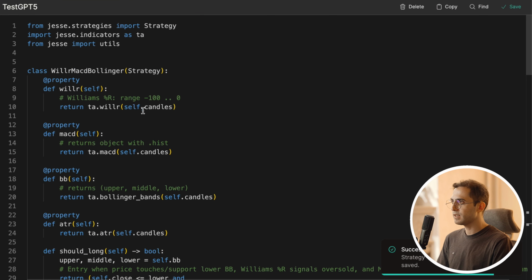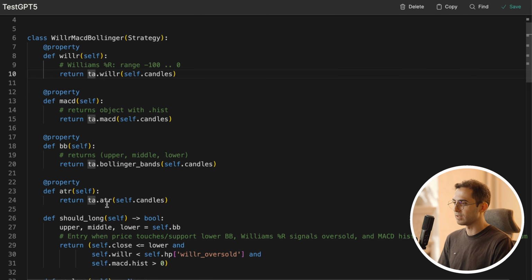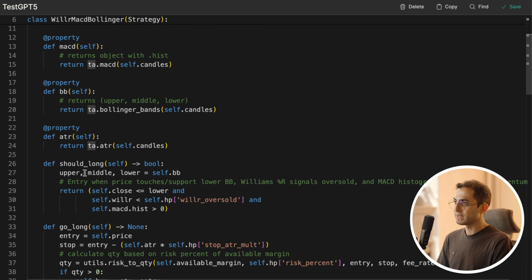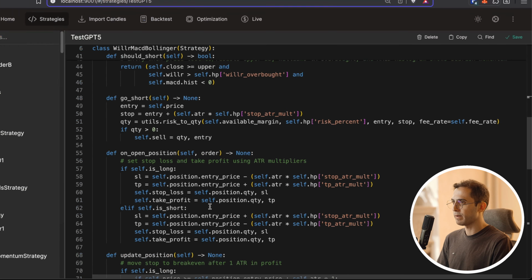Okay, so let's paste it. It defined the Williams R with this syntax, which is correct. The MACD is correct. Bollinger Bands, the ATR. And for the entry rules, it's getting the upper, middle, and lower band from the current Bollinger Bands. So this is also correct. And then it's checking if the current closing price is below the lower band and the Williams R is below a certain threshold and the MACD's histogram is above 0. Okay, so this seems perfect.